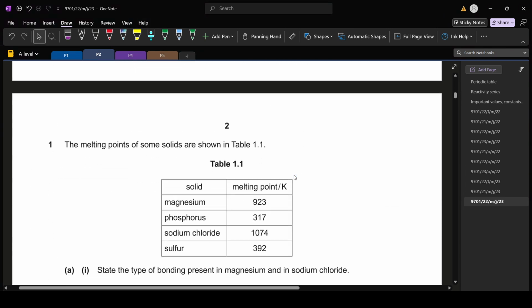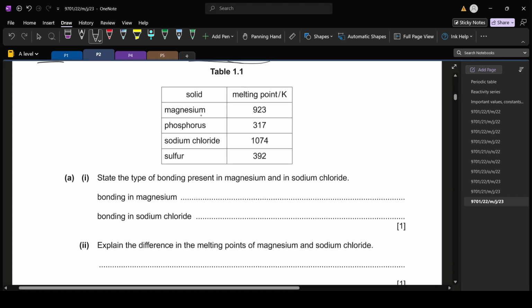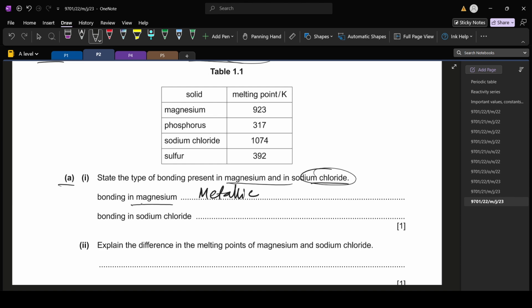Okay, so let's begin. Question number 1. The melting points of some solids are shown in table 1.1. Part A. State the type of bonding present in magnesium and in sodium chloride. The bonding in magnesium is metallic bonding, because it is a metal. And you know that sodium chloride is an ionic compound, so ionic bonding.